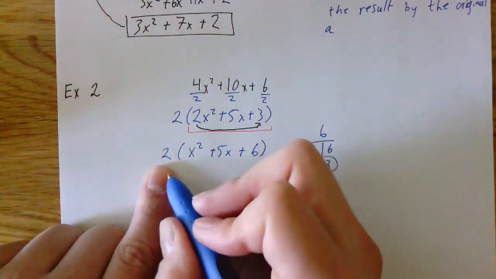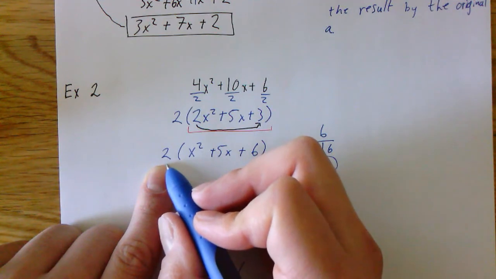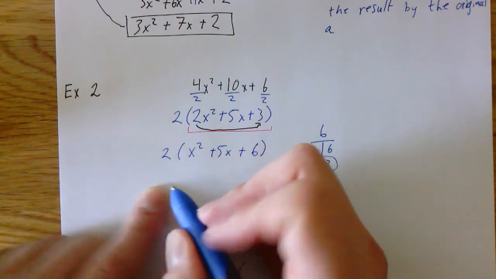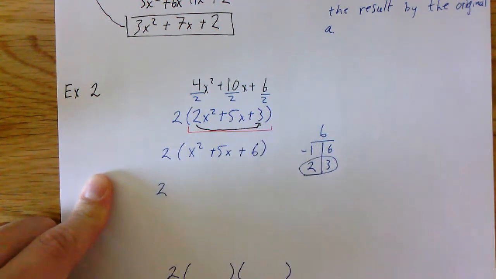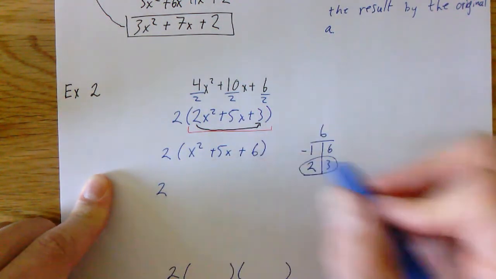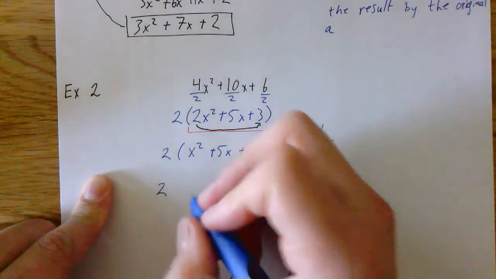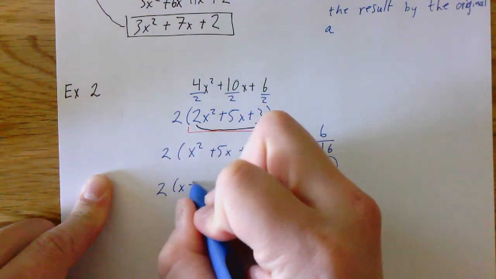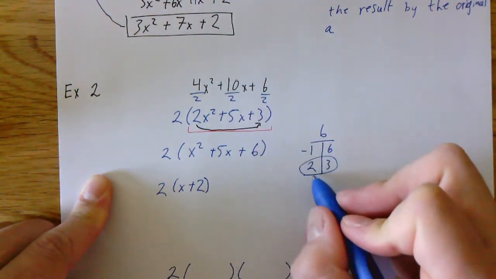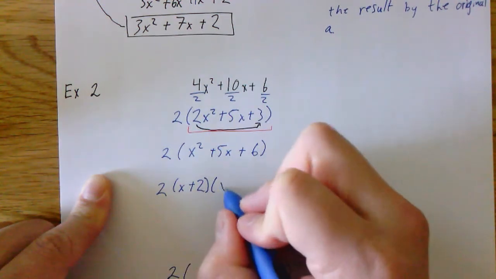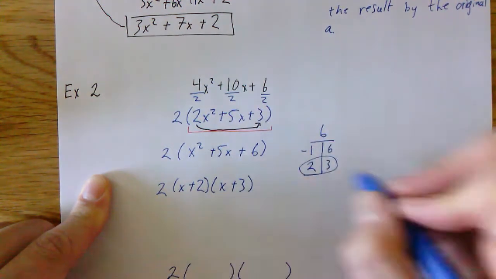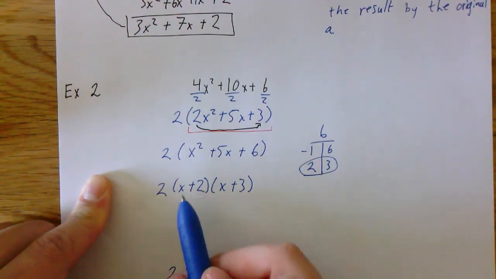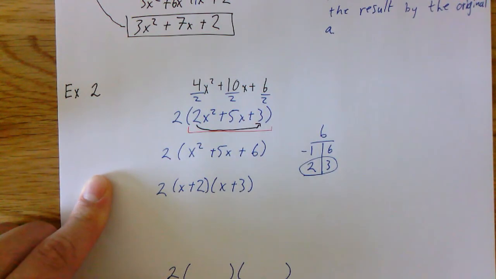So again, the 2 doesn't do anything. This is just our GCF. It's our little brother. We can't lose it, but it doesn't do anything. So we just let it follow us around. 2. Now we factor this with the 2 and the 3. So this is going to be x plus 2 because the 2 is positive. And then this could be x plus 3 because the 3 is positive. So this has the simple factoring done.